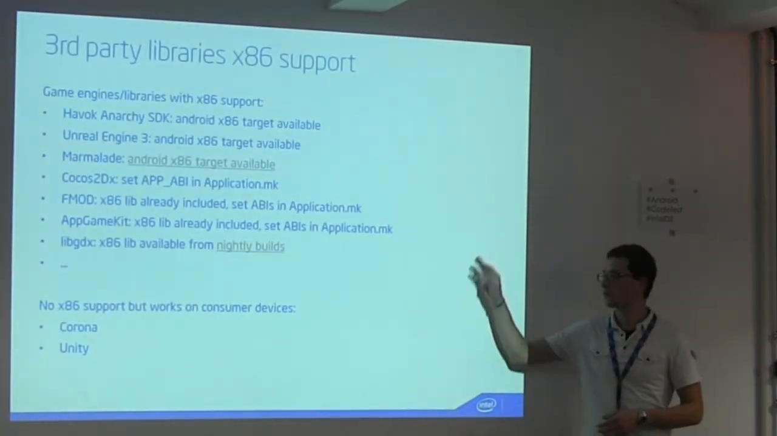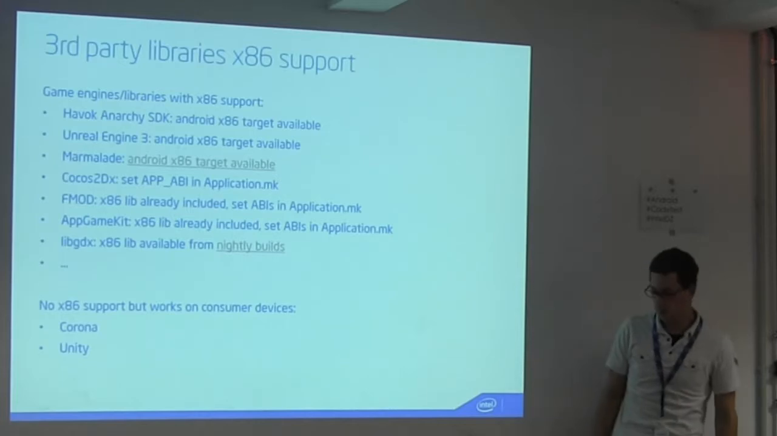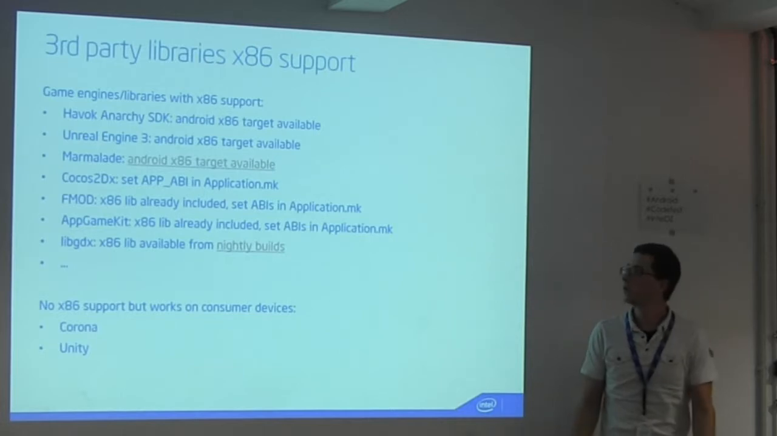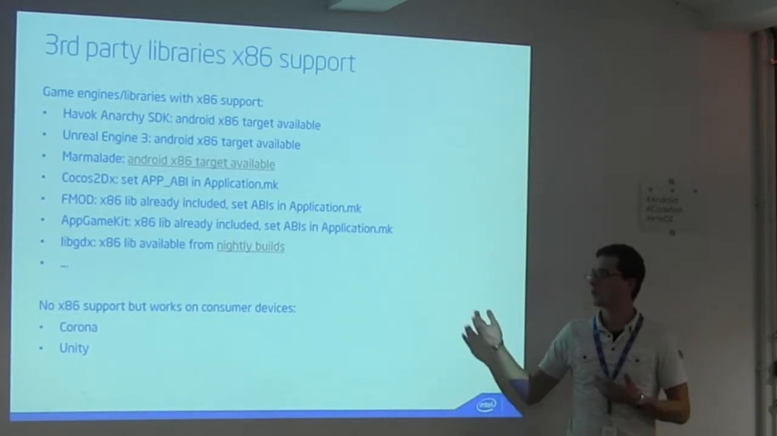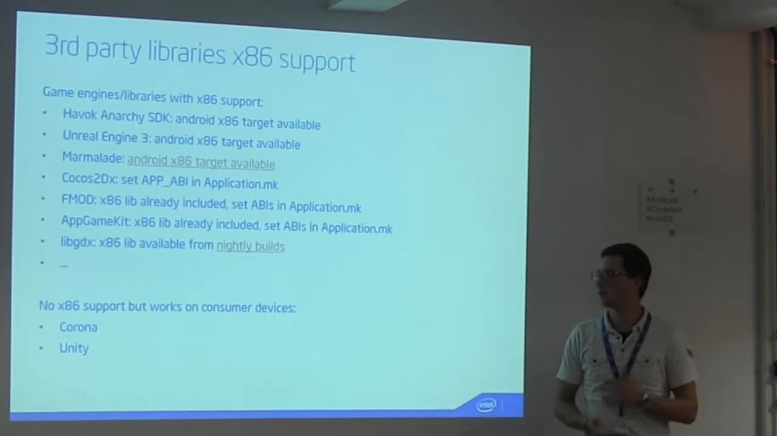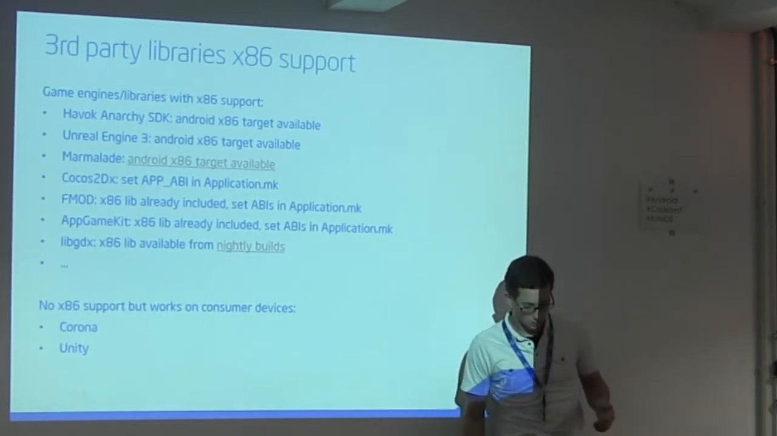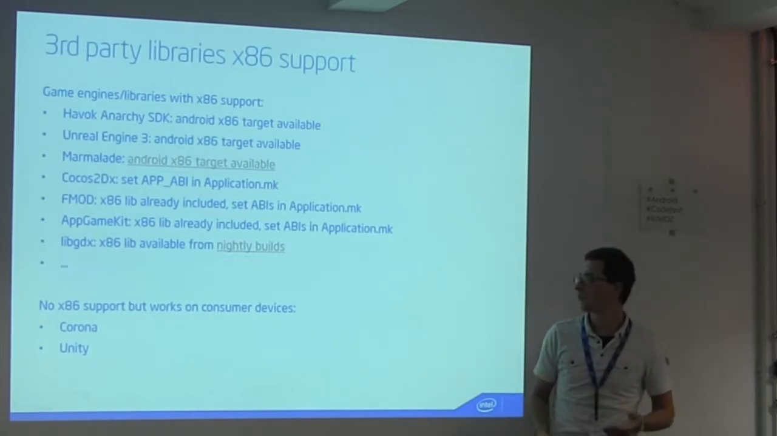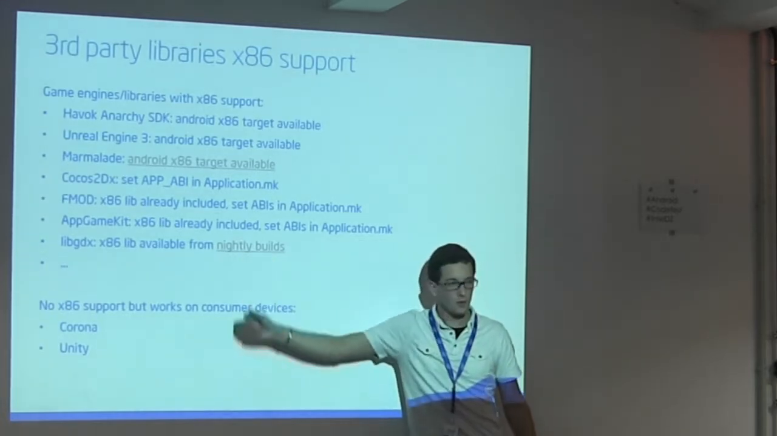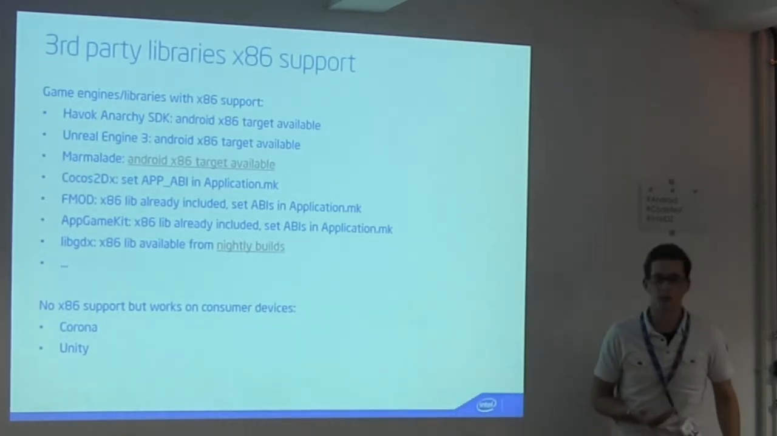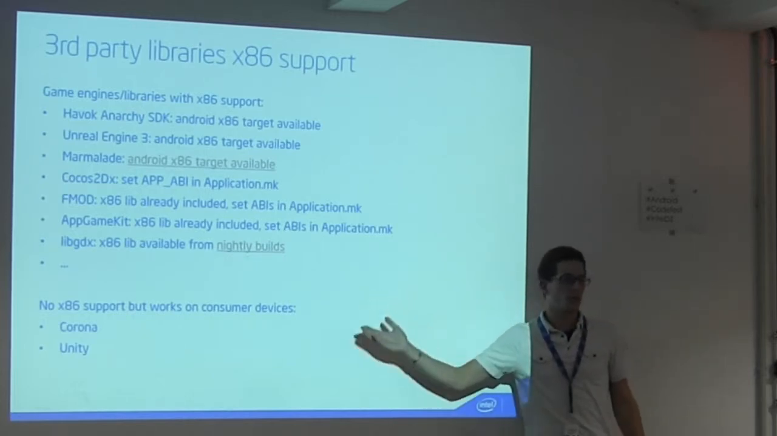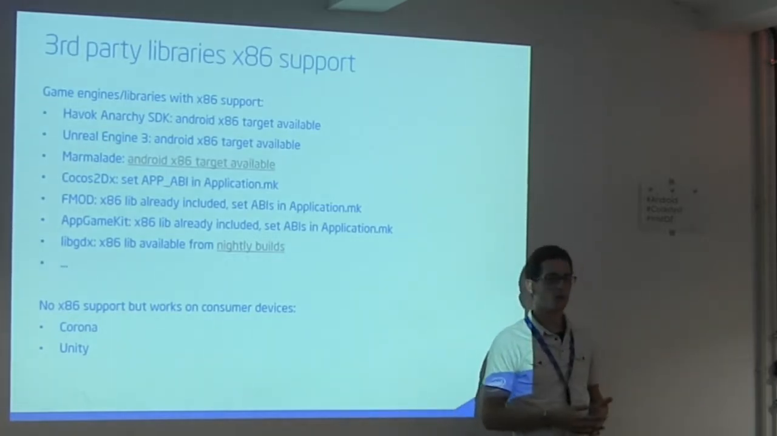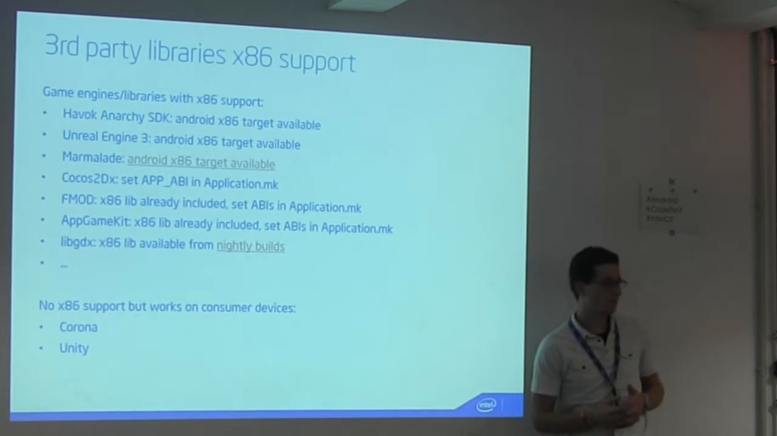I listed support from various libraries and game engines regarding x86. These are, I think, the most used by Android developers. And if you look, most of these already have x86 support. Some of these don't directly provide x86 libraries or x86 compatibility. For example, libGDX, that's a game engine you use from Java, but it's a native library in the end. It gives the x86 library only if you get the nightlies. If you get the stable release, you only have the .so files for the other ABIs.